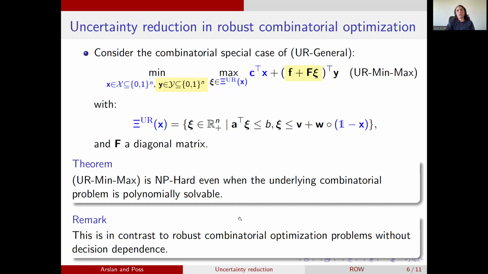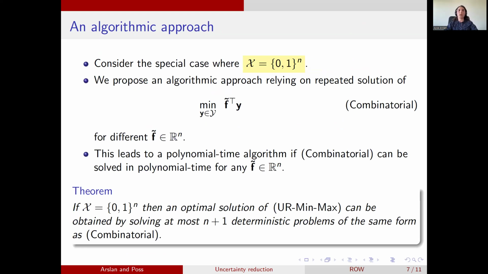And this might be kind of surprising because if we think about robust combinatorial optimization without decision dependence, meaning that if we fix the vector X, then the remaining problem is known to be polynomially solvable whenever the underlying combinatorial optimization problem is polynomially solvable. And this is the famous result by Bertsimas and Sim, where they do this consecutive solution of combinatorial problems in order to obtain the solution of the robust combinatorial optimization problem. So this is kind of a negative result. But we were able to identify a special case in which we can, again, obtain a result that is similar to this classical result by Bertsimas and Sim.